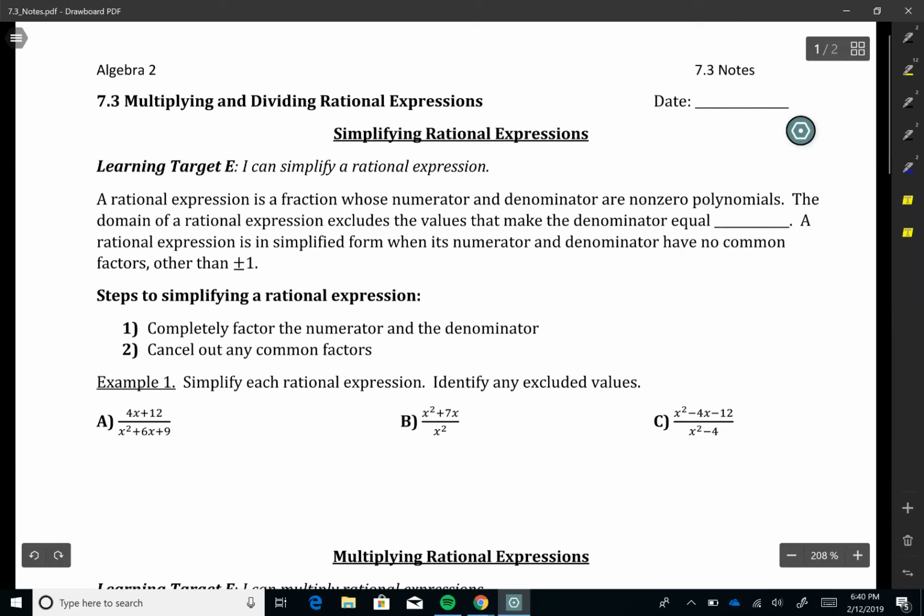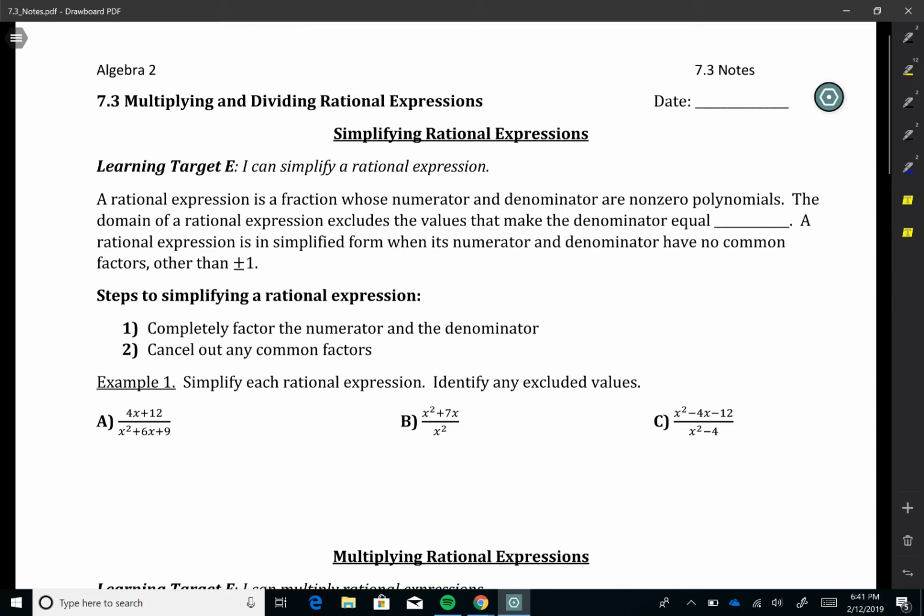Hey guys, and welcome to our first lesson of section 7.3, which is multiplying and dividing rational expressions. Before we actually get to multiplying and dividing, we're going to learn how to simplify rational expressions. So our first learning target is: I can simplify a rational expression.